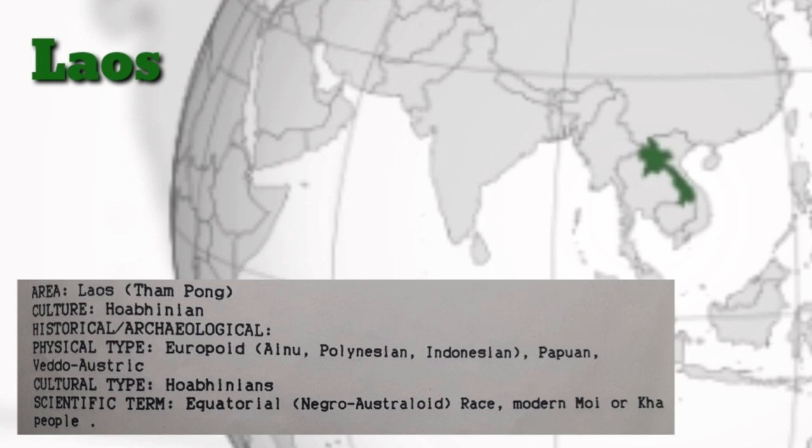Area, Laos, Tham Phang. Culture, Hoabinhian. Historical, archaeological. Physical type, Europoid, Ainu, Polynesian, Indonesian, Papuan, Vedoid, Austric. Cultural type, Hoabinhians. Scientific term, Equatorial Negro Australoid race, Mon-Khmer or Kha people.